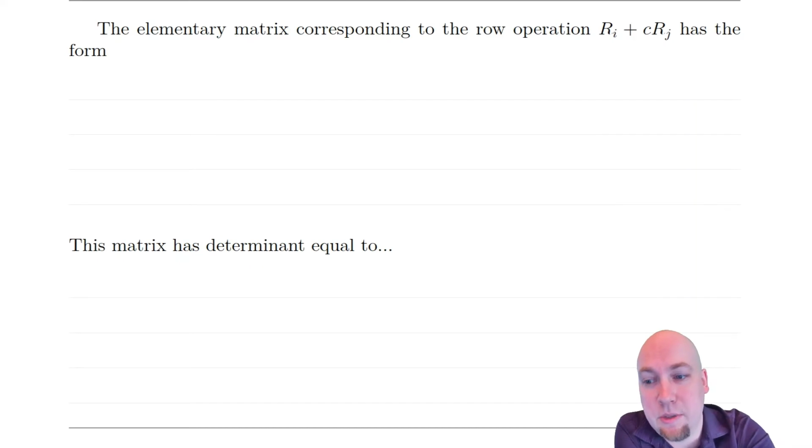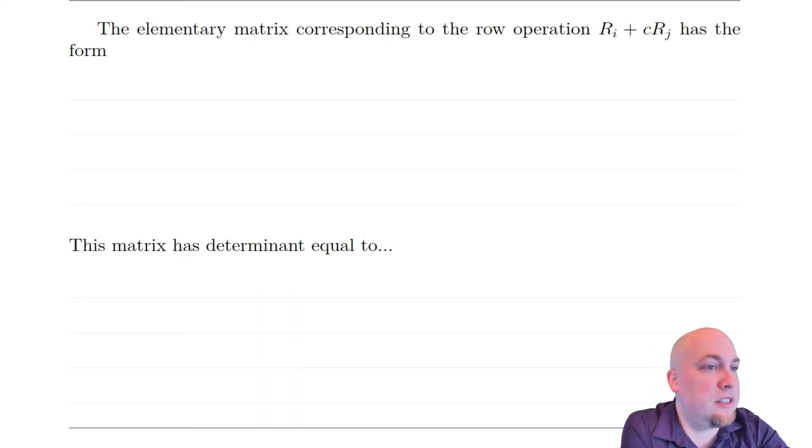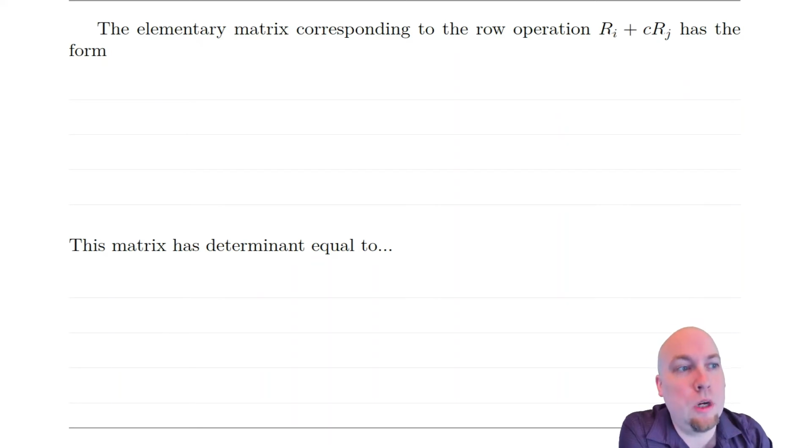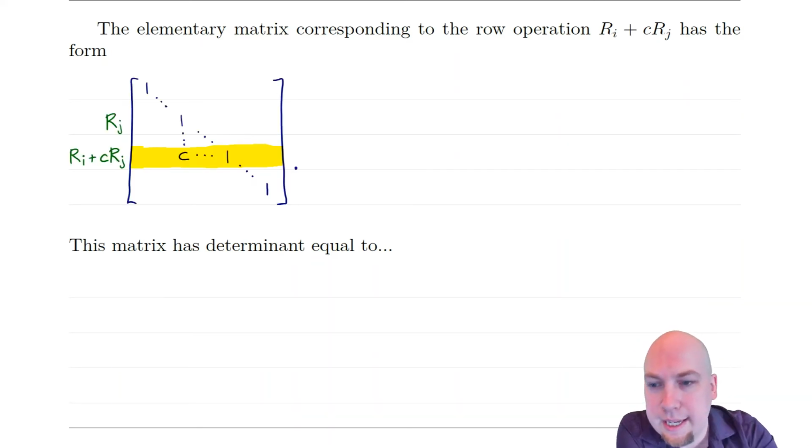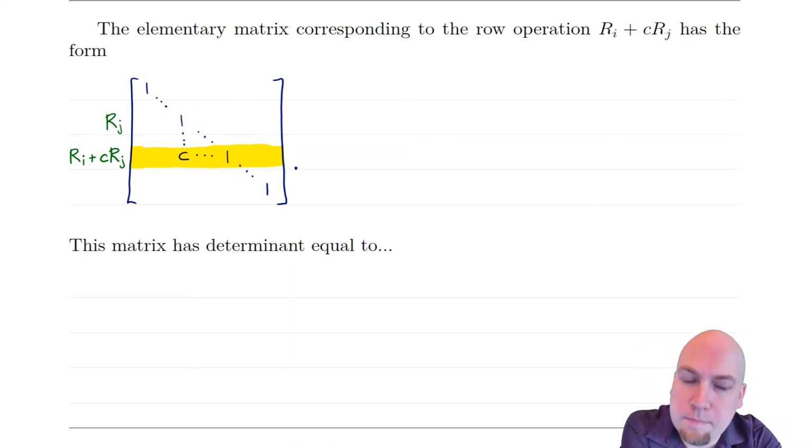Let's go on to the next one. The next type of elementary matrix is row I plus C times row J, in other words, the addition row operation. Remember what the corresponding elementary matrix looks like: it looks like an identity matrix, except with a single C entry somewhere in the bottom left corner or in the top right corner.